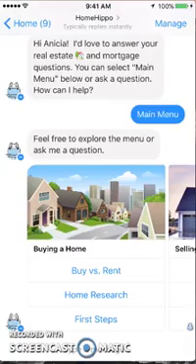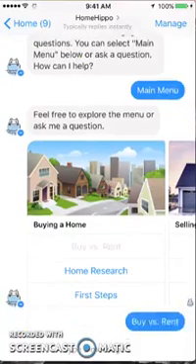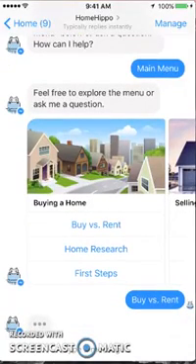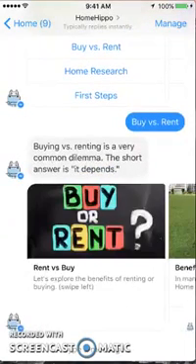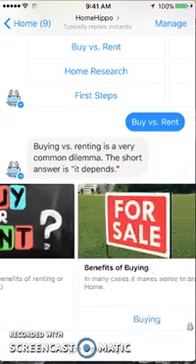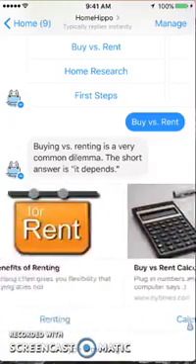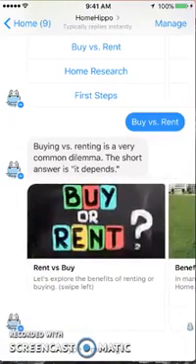So, okay, buying a home. Let's just start here with the first article. Let's see what it does here. Buy versus rent. Again, I'm assuming these are articles. So buy versus rent is very common, blah, blah, blah. The answer is it depends. Now, are these articles, where is this going to lead me here? Let me see here. Let's try this.